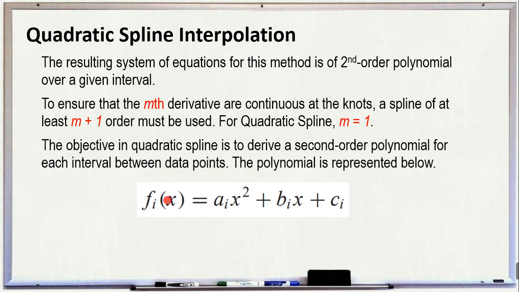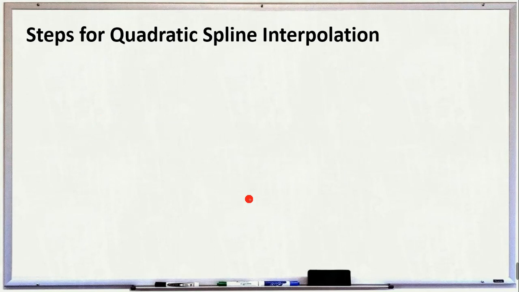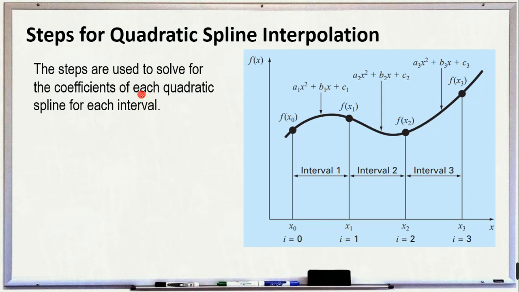So the polynomial is of the form fi of x equals ai x squared plus bi x plus ci. This is familiar because this is the format of a quadratic equation, and this is the degree, which is equal to 2. Now let's proceed to the steps for quadratic spline interpolation. The steps are used to solve for the coefficients of each quadratic spline for each interval. Since the format for the quadratic spline involves two coefficients and one constant, these are a, b, and c.